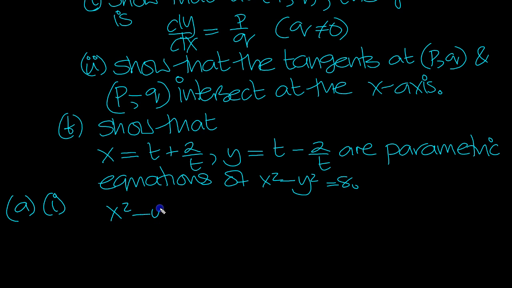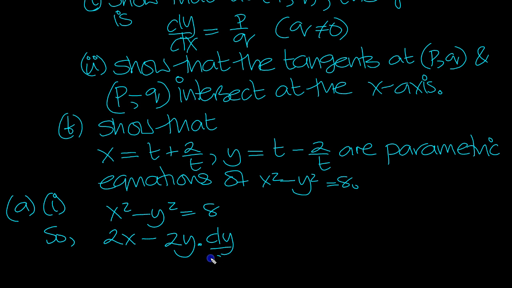X squared minus y squared equals 8. We want to get the gradient, so we need dy dx here. So differentiating: 2x, something squared, the 2 comes down, power rule, minus 2 times something to the 1, multiplied by the something differentiated, and the constant goes to 0.